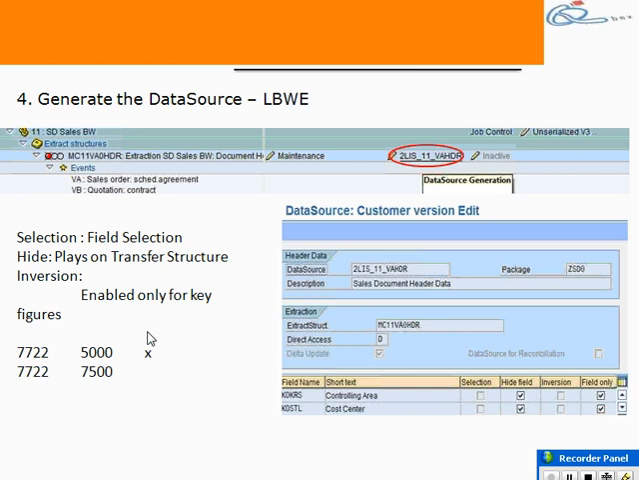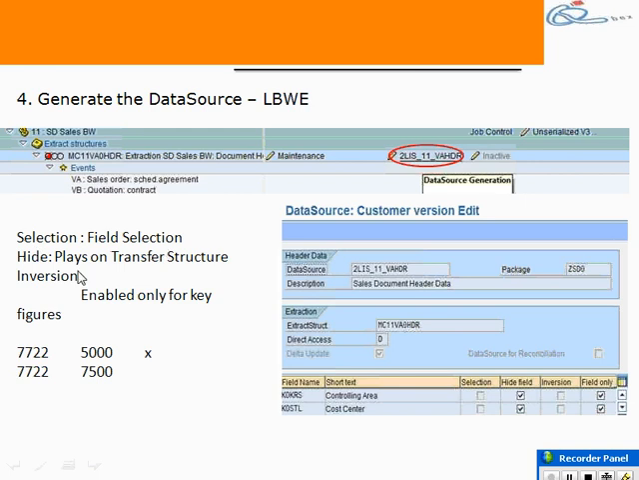But in BW, if you're overwriting data with an ODS, inversion may not be useful. But if you're loading data to the cube directly and you want to add those values, then inversion becomes important. So, do you understand the importance of the inversion checkbox?